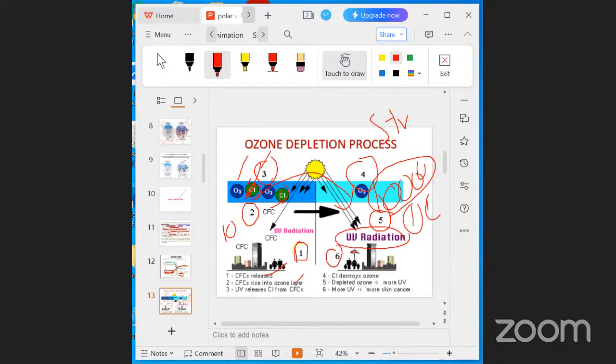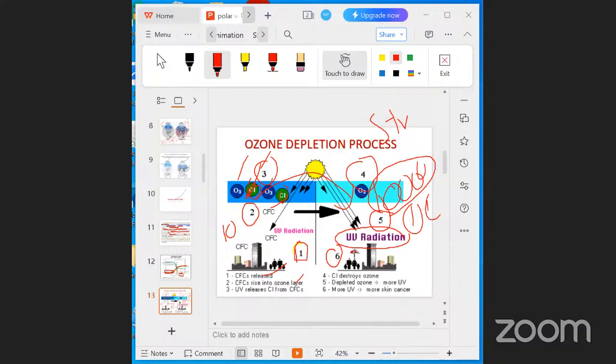So some ODS, ozone depleting substances, including chlorofluorocarbons and hydrochlorofluorocarbons. It's called HCFCs, right? And carbon tetrachloride, and also methyl chloroform. So these are released what? Chlorine atoms. So other ODS include halogens and methyl bromide.